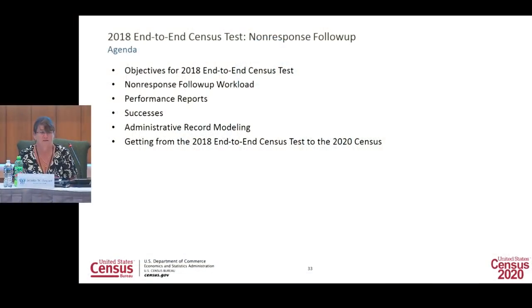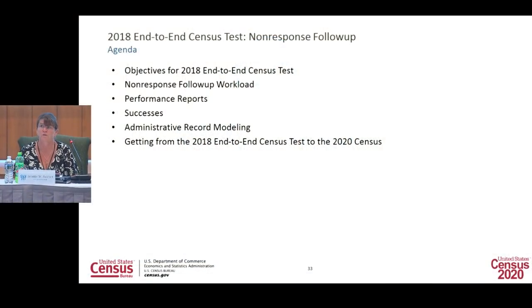So we'll talk about what the objectives were for NRFU for 2018. I'll talk a little bit about what went into NRFU in 2018. Everybody knows it's the non-respondents. But we'll talk about how NRFU went in terms of performance, as well as some of the successes that we were able to observe in 2018. One of those big successes was our use of administrative records to reduce that workload. So we've got some early results from that part of NRFU. And then finally, like Alexa did, we'll cover how we go from 18 to 2020 and some of the things that we know we need to do moving forward.